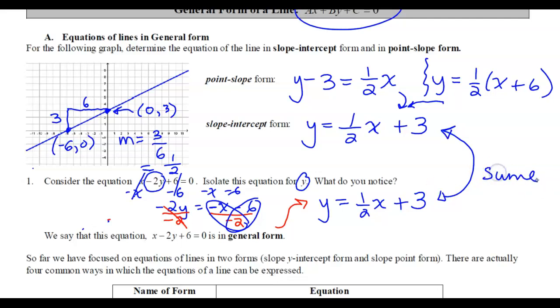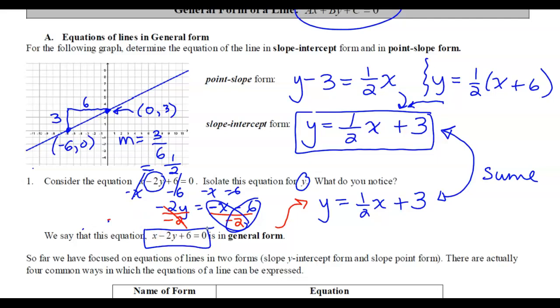So that equation, x minus 2y plus 6 equals 0, is another form of the equation of that line. So you can show that equation in 3 different ways. Okay? More ways if you didn't put it in simplest form. More ways if you chose a different point for point slope form, but all of them will end up being this as slope intercept form. Okay, there's no variation on that. And all of them will end up being this in general form. There is no variation for simplest form.